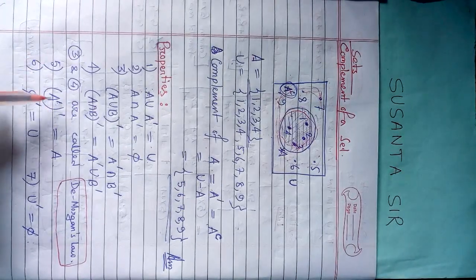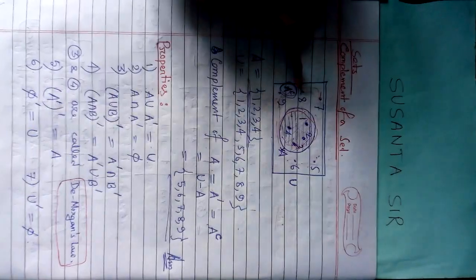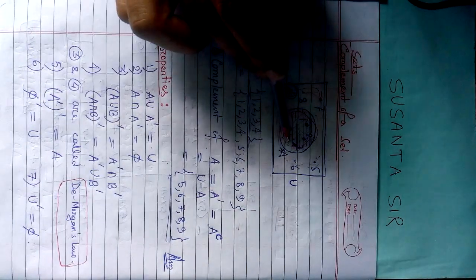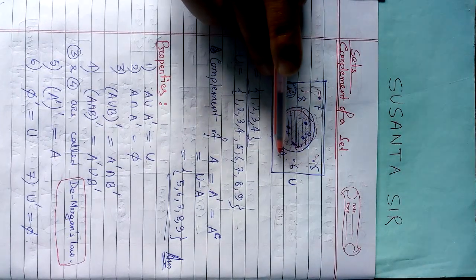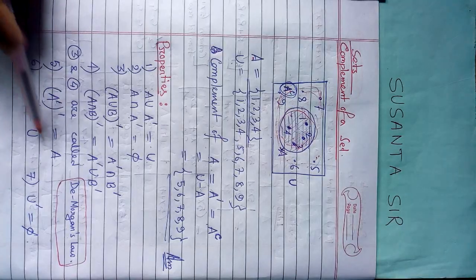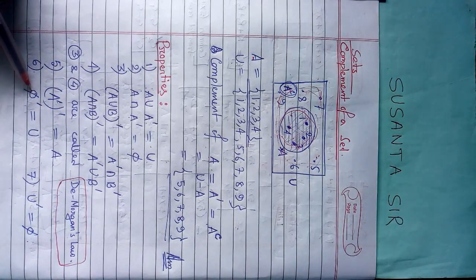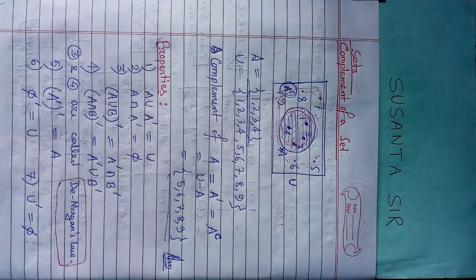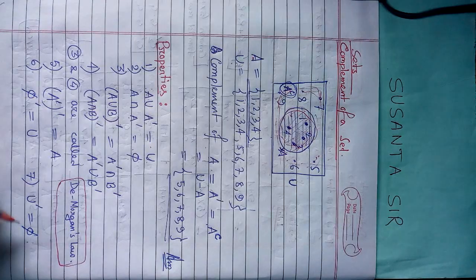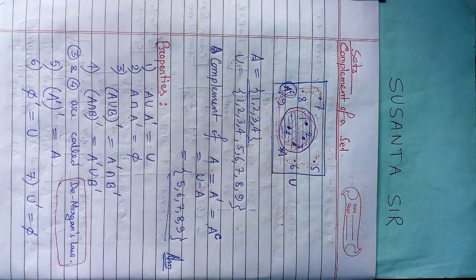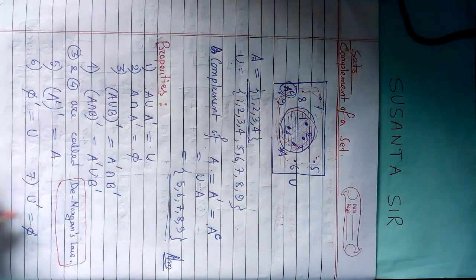Now number 5, A complement means outside of A, and complement of outside A is inside A. After taking complement of A, we get outside of A, and if we take the complement of outside A, we will get A only. That means complement of complement of A is A. And number 6, phi is the empty set. The complement of the empty set, outside of the empty set, means the whole set, that is U, and outside of the whole set means the empty set. U is the universal set, that means the whole set, and phi is the empty set, meaning no element is there. That means complement of phi is U and complement of U is phi.